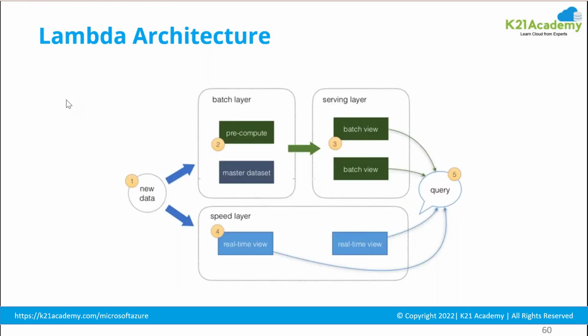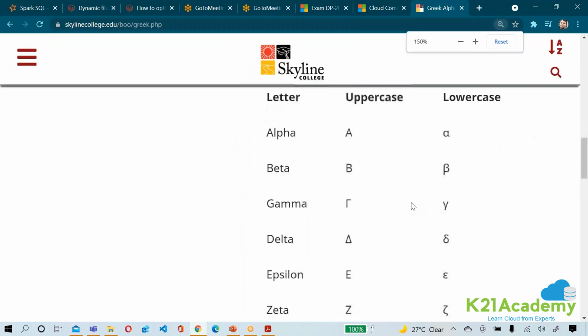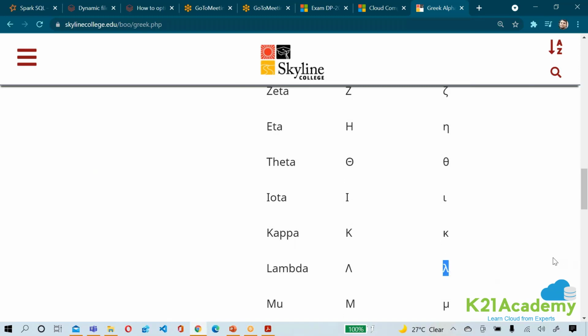Lambda architecture is a very important architecture. If you look at how the Greek letter lambda is written, you'll be able to understand this. A single stream of data is handled across two parallel paths, and either one of them may be live or both of them may be live, depending on the investment of the organization.